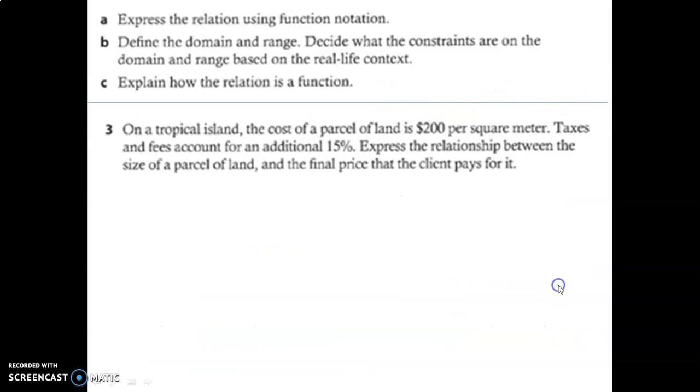Okay, try one more like this. Read that and see if you can make a function. This one's going to be a little trickier. Okay, this one looks like this.